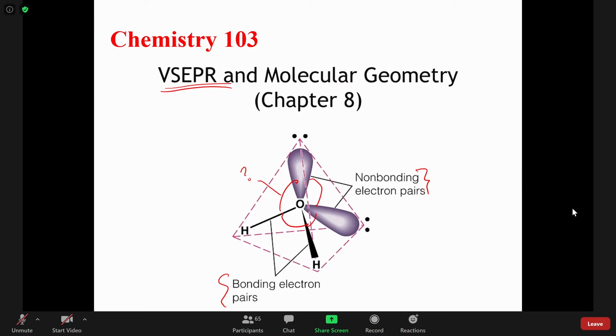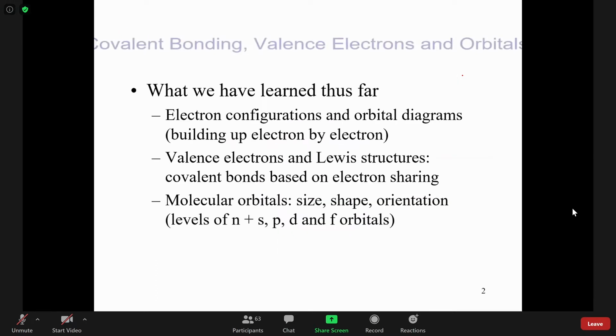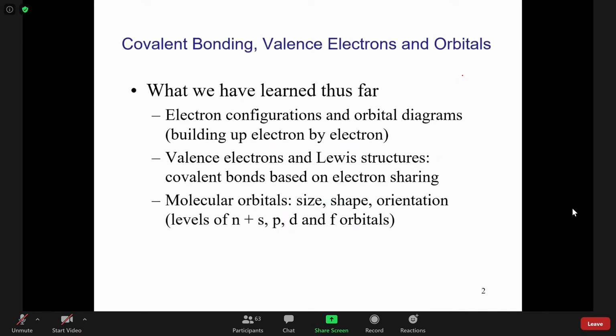And this is based in this kind of strange term, which is usually pronounced VSEPR, or VSEPR, or valence shell electron pair repulsion. This is a theory of bonding, and it enables us to actually understand something real about molecular geometry. But I want to remind you first, quickly, what we know how to do so far.